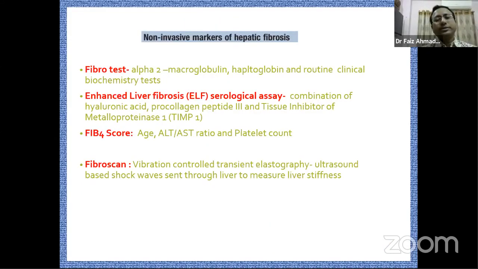There are also some non-invasive markers of hepatic fibrosis, but these are not commonly asked or needed from your part. But you must know about the FibroScan. This is a very important modality nowadays and is also used in our country. It is a test like ultrasonogram, but FibroScan uses vibration-controlled transient elastography. That is, a shock wave is passed through the liver parenchyma and a reading or value comes on the monitor, which indicates the liver stiffness. The higher the value, the stiffer or more fibrosed the liver, which indicates the level of fibrosis and whether it is a completely cirrhotic liver. So you should have some idea about FibroScan.